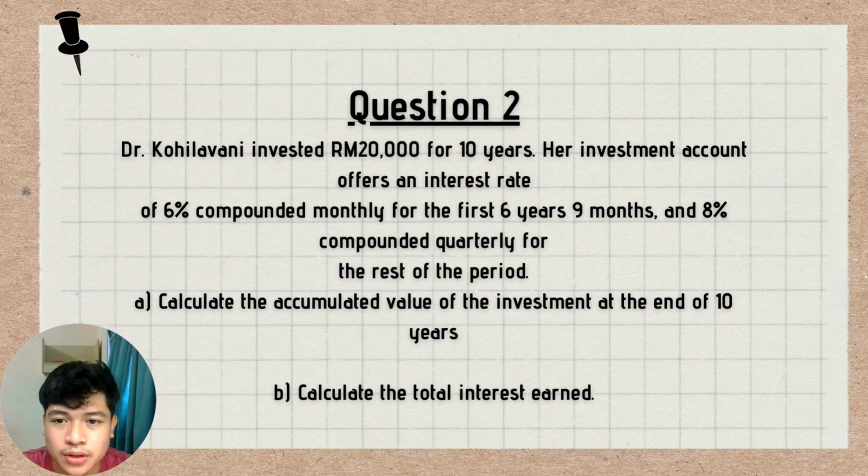For question 2, Dr. Kohilavani invested 20,000 ringgit for 10 years. Her investment account offers an interest rate of 6% compounded monthly for the first 6 years 9 months, and 8% compounded quarterly for the rest of the period. Question A. Calculate the accumulated value of the investment at the end of 10 years. Question B. Calculate the total interest earned.